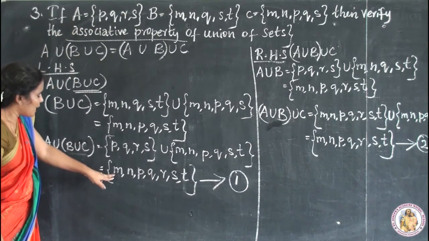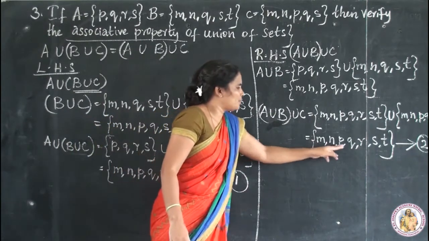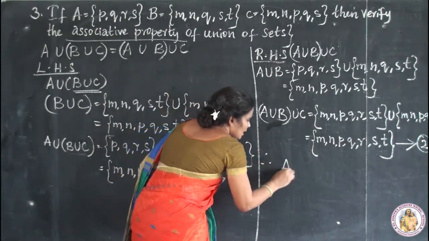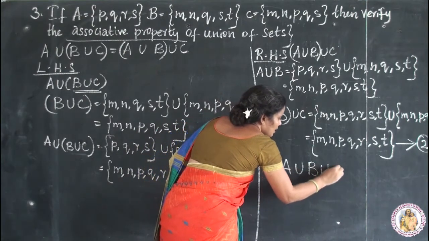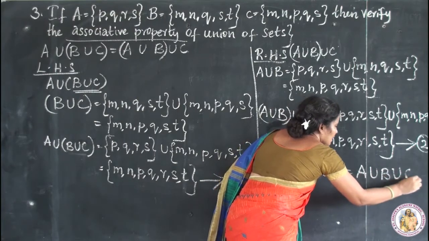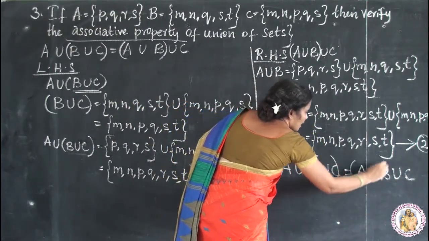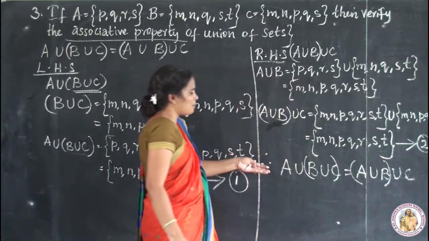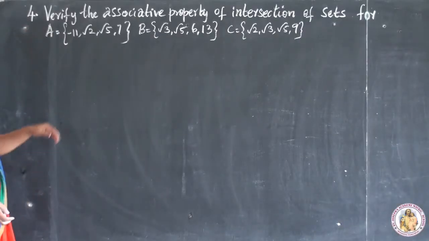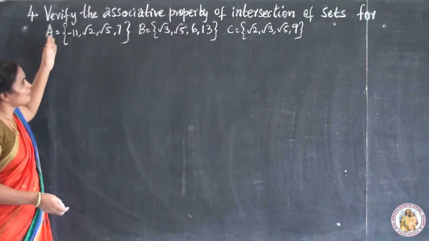Now let us check whether it satisfies the associative property of union. For LHS M, N, P, Q, R, S, T, and here also M, N, P, Q, R, S, T. Therefore, A union (B union C) is equal to (A union B) union C. As I told you earlier, B and C together, and A and B together. Associative property satisfies. Now question number 4. Verify the associative property of intersection of sets for A, B and C.